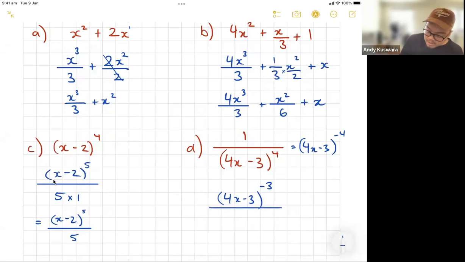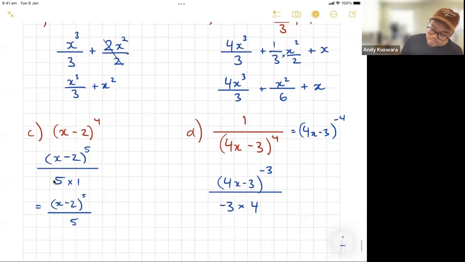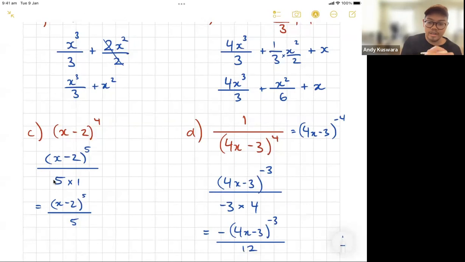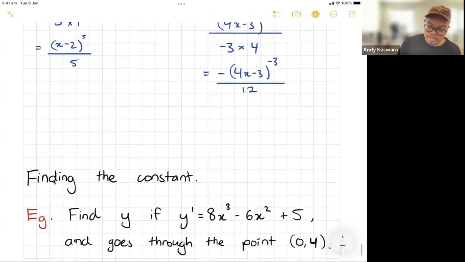And what I do now is I divide by that new power. And then I also need to multiply, or in essence, I'm dividing the whole thing by the derivative of my bracket, which in this case is 4. So here, this just becomes negative 4x minus 3 to the power of negative 3 all over 12. I've just moved the negative up to the top. No worries, no problems there.